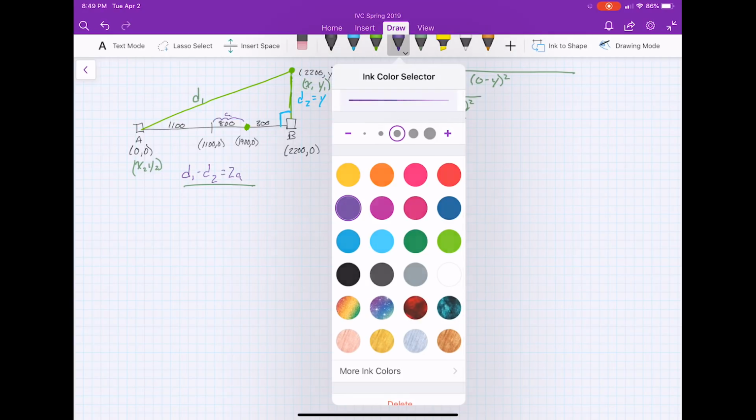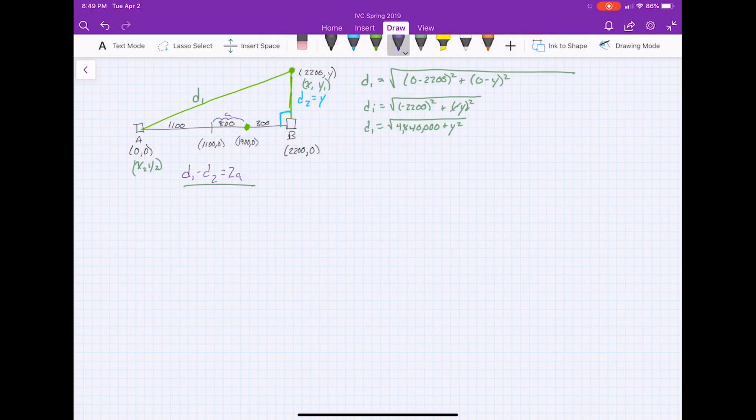So let me get another color here. Thicken up this color. We'll use that same color. So we have the square root of 4,840,000 plus y squared minus the d2, which is y, and that's equal to 2a, and that is this part right here. So 800 plus 800 is 1600.